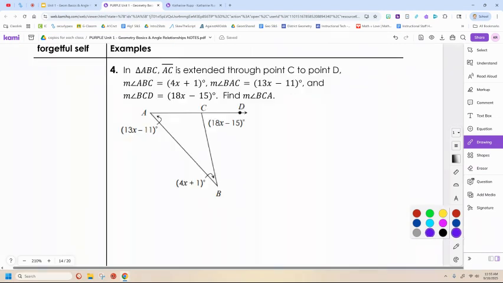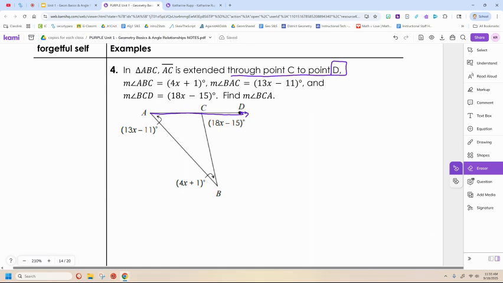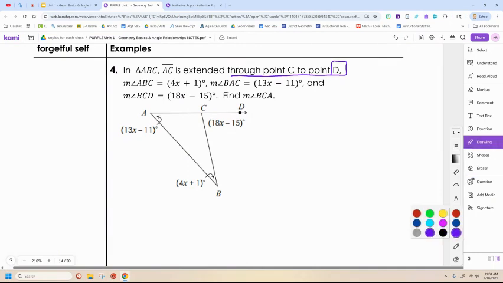To kind of understand the language that describes the picture. It says in triangle ABC, AC is extended through point C to point D. So does everybody see that? Okay. So the reason why I bring that up is sometimes they don't give you a picture for this type of question. Does that make sense? So you have to be able to read that and get it. Now all the angles have been put on there, and it says find the measure of BCA. So let's find that angle. B to C to A, that means it's this angle.